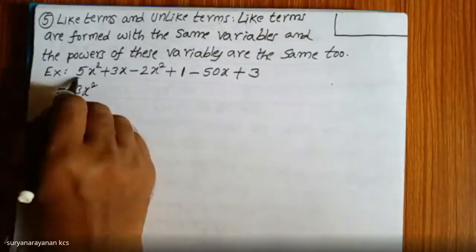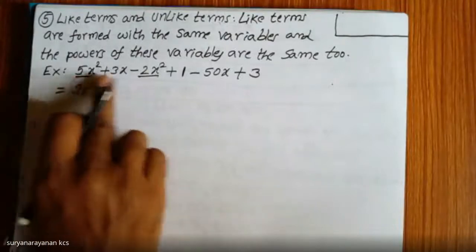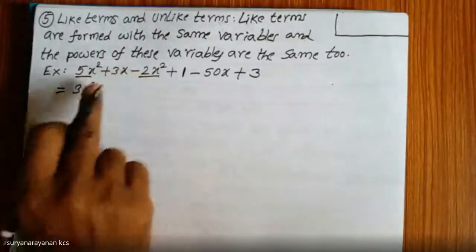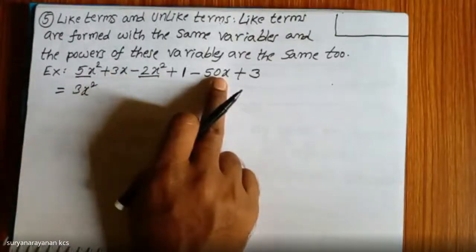So the x square terms were simplified because they are like terms. Like terms can be added or subtracted. Here we have subtracted because the minus sign is there. Now this is an x term. This is also an x term.